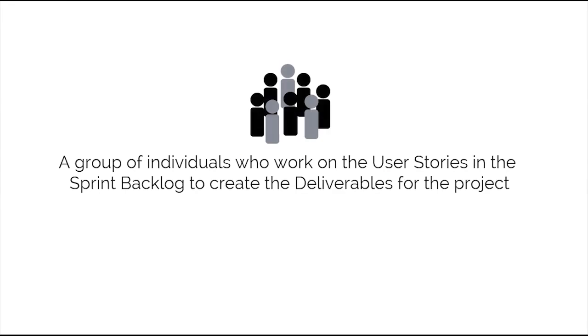The Scrum team is sometimes referred to as the development team because they're responsible for developing the product or result. It consists of a group of individuals who work on the user stories in the sprint backlog to create the deliverables for the project. The Scrum team, of course, has many different responsibilities, which will change according to what process is being conducted at the time.